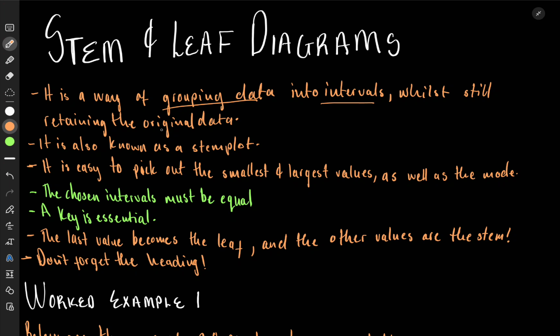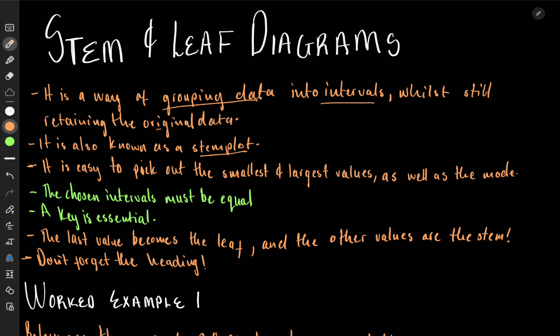But the good thing about this is you retain the original data. In other words, you don't lose it. You can still know what each value was. You don't just put all the values into one range like we do for other things. Now, what you should know about a stem and leaf diagram is sometimes you find it being called a stem plot.